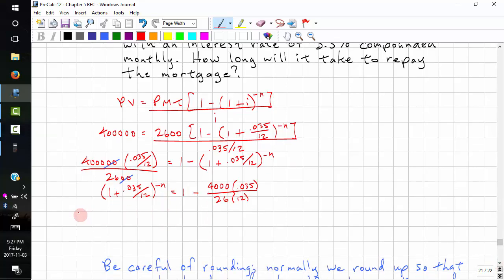Now we take the log of both sides. Negative n log(1 + 0.035/12) equals log(1 - 4,000 × 0.035 / (26 × 12)). Now we just divide both sides by negative log(1 + 0.035/12), and we have our n.